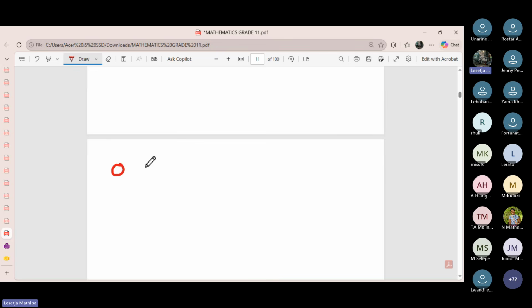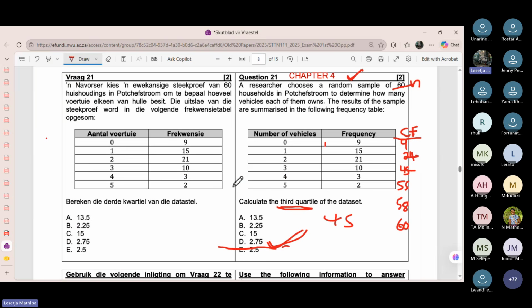You can also use this method when you calculate the median. It can work for you when you calculate the median, the first quartile, the second quartile, which is the median, and the third quartile. So you're going to write the zeros. It's 1, 2, 3, 4, 5, 6, 7, 8, and 9. That's for the zeros.